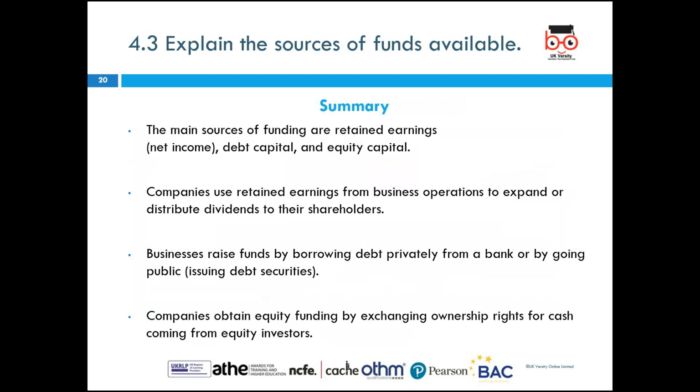So the main sources of funding are retained earnings, so net income. So it's the income that you have, you know, when you come out with a profit at the end of the year, you've got a business, you've got a certain amount of money that you've earned, and instead of taking it and saying, oh, I've earned this £6,000 and I'm going to go and enjoy this, you're going to put that money back into your business. So that's what I mean by retained earnings. Then you've got debt capital and equity capital.